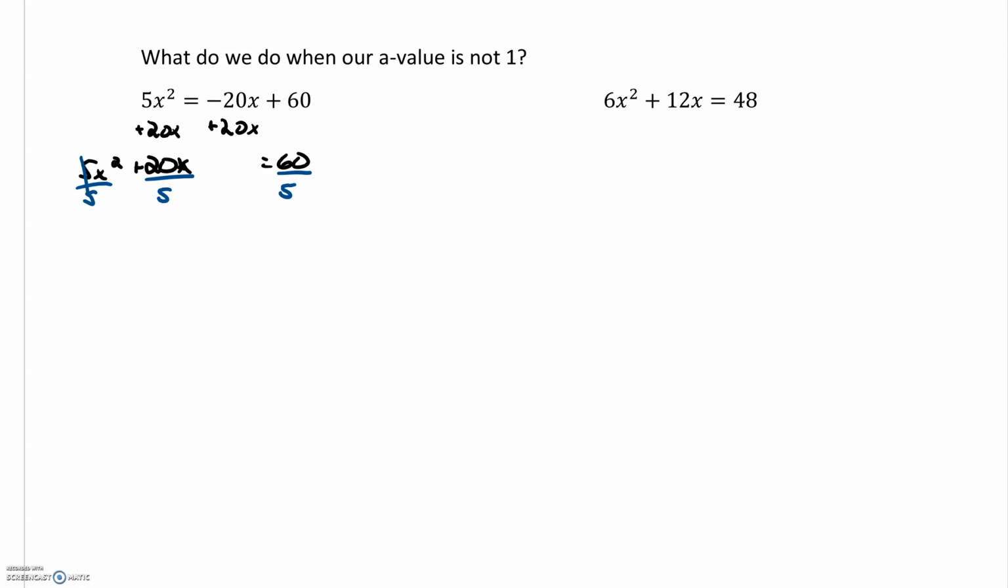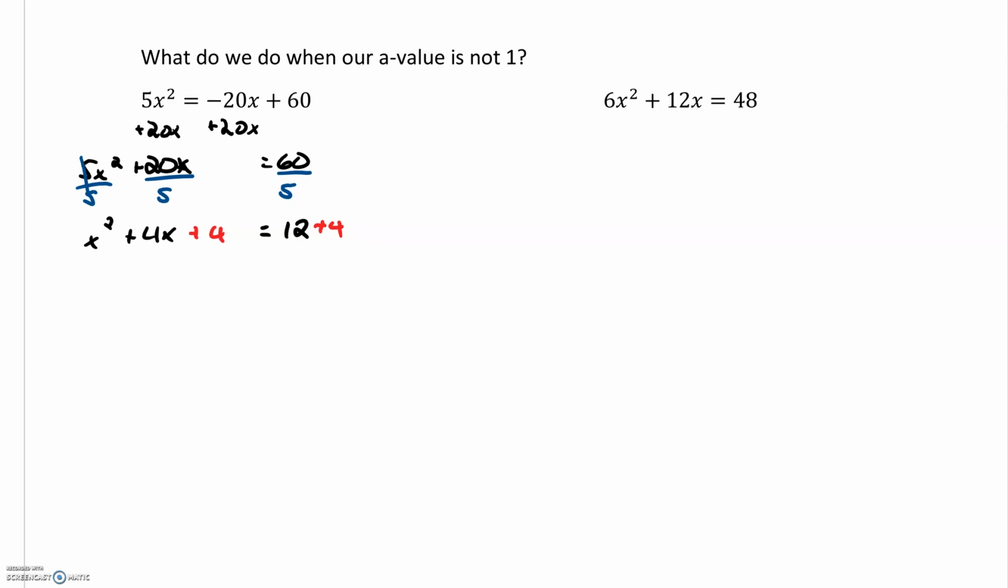When I do that, this x squared becomes, instead of 5x squared, just x squared, so that's good. And then 20x divided by 5 becomes 4x. And then the 60 divided by 5 becomes 12. Now I complete the square just like I normally would. I need to add a c value in here that makes this a perfect square trinomial. And the c value that I'm going to add is half of b. Half of 4 is 2. Squared is 4. So I'm going to add 4 to both sides.